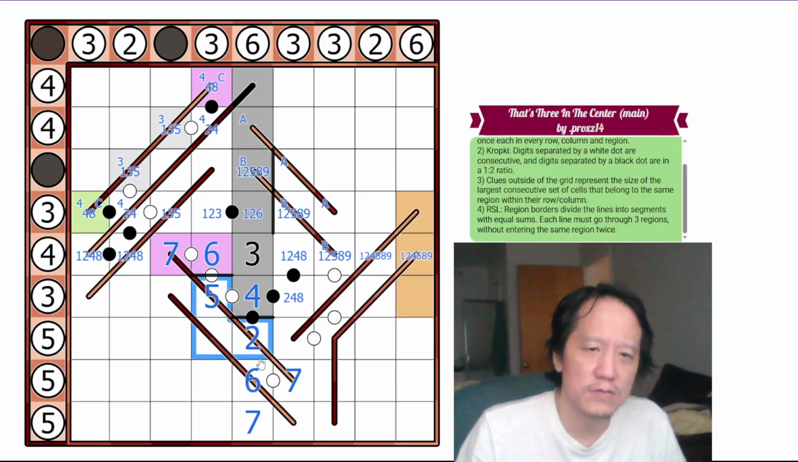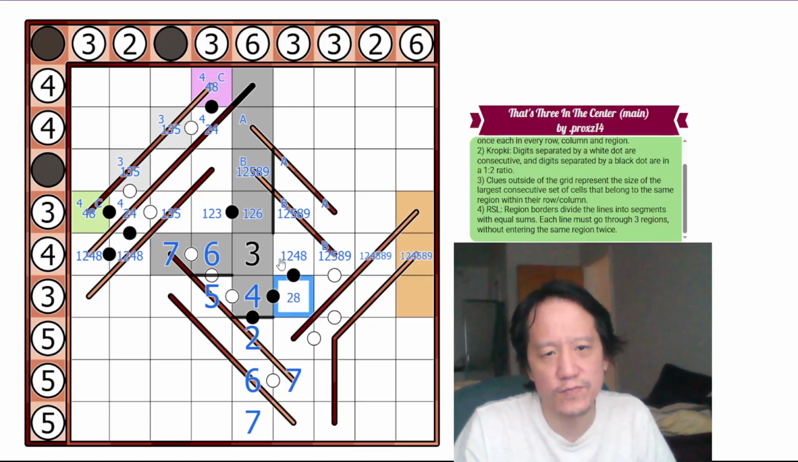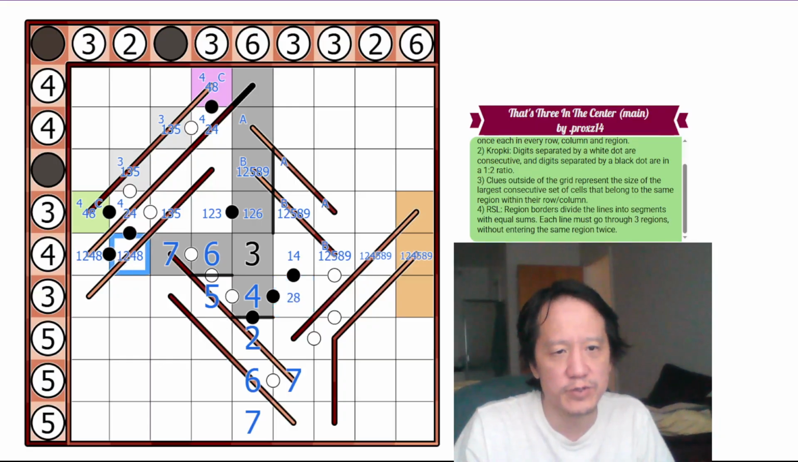Oh, that's interesting. Okay, so these are part of the same region. And it's either here or here. We need a 2. This is 2 or 8, so this is 1 or 4 to be consecutive in a 1 to 2 ratio with this digit. So this must be the 2. So we know these 3 are guaranteed to be in the same region.